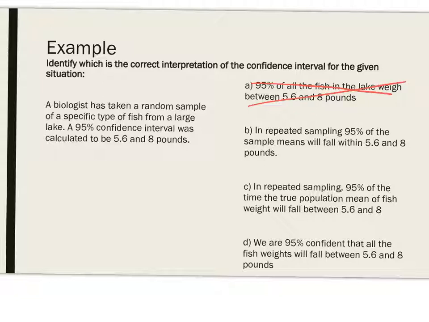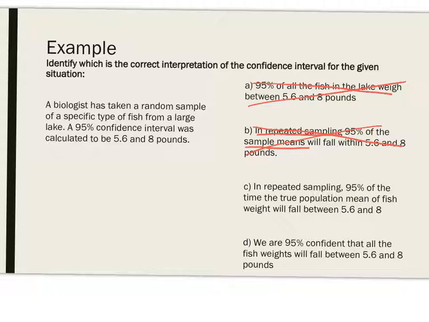B says, in repeated sampling, and this is the kind of wording you want to look for, because that means that you're looking at more than one sample and you're taking these samples trying to make estimates. So in repeated sampling, 95% of the sample means will fall within 5.6 and 8 pounds. What makes this answer wrong is that this is explicitly talking about the sample means. We don't care about the sample means. The only reason we need sample means is because we need an estimate for the population. So this is referencing the sample again, which makes this answer not correct.